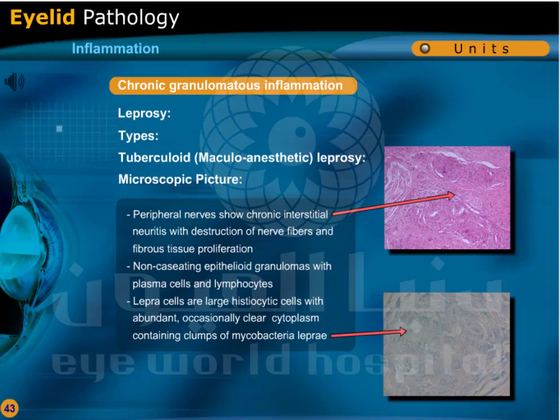Microscopic picture. Peripheral nerves show chronic interstitial neuritis with destruction of nerve fibers and fibrous tissue proliferation. Non-caseating epithelioid granulomas with plasma cells and lymphocytes. Lepra cells are large histiocytic cells with abundant, occasionally clear cytoplasm containing clumps of Mycobacteria leprae.